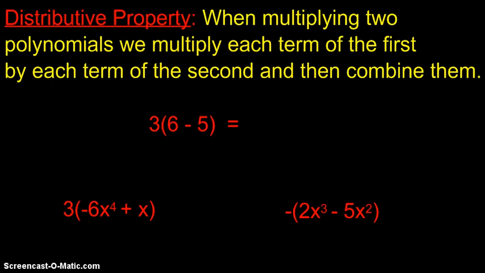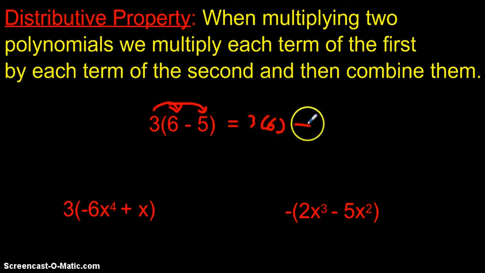When multiplying two polynomials, we multiply each term of the first by each term of the second, and then combine them. So this is an example with one monomial and a binomial. Mono meaning 1, bi meaning 2. So we multiply the first term by each term of the second. So this is going to be multiplied by each term of the second. So that's the first term, and that's the second term. 3 times 6 is the first multiplication, and then we're going to combine them.